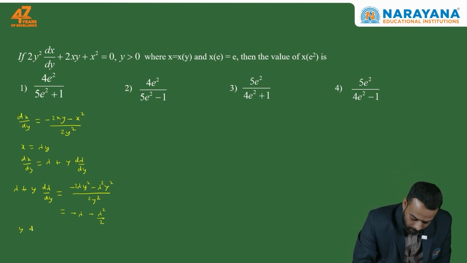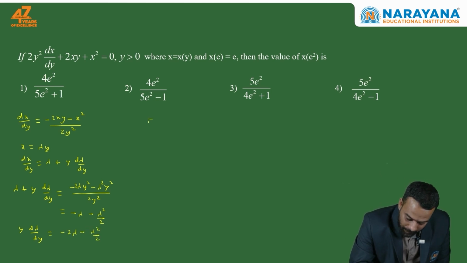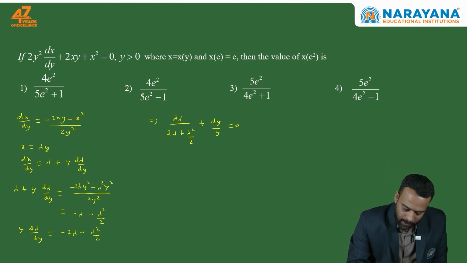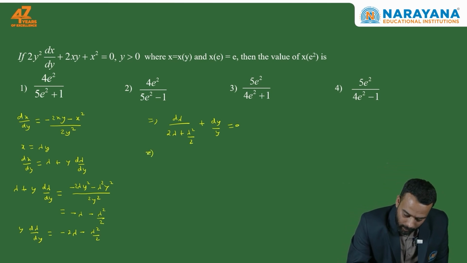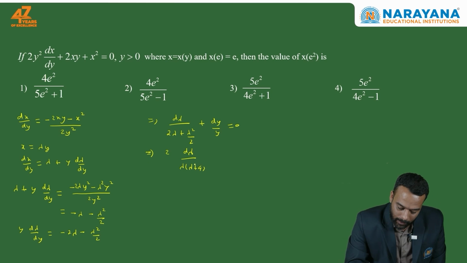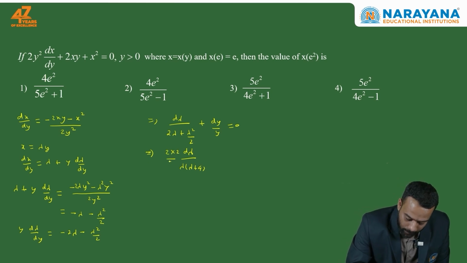So what we are going to get? y dλ/dy will be equal to −2λ − λ²/2, which we can write as dλ/(2λ + λ²/2) + dy/y = 0. Now we can integrate it because it is in the variable separable format. So for that I will just modify the first term. So that is going to become 2 dλ/(λ² + 4λ), which is nothing but λ(λ + 4). I will multiply and divide by 2, plus dy/y = 0.